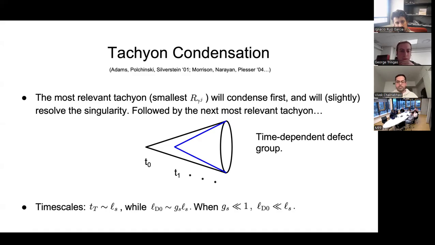Since it is a dynamical process, you might worry that we're not accurately capturing all the dynamical data. And to alleviate this concern, we should look at the timescales of the theory. So tachyon condensation is a stringy effect, and its characteristic length scale is given by Ls, whereas the characteristic length scale of the D0 brane is g_string times Ls. So in the weak coupling limit, when g_string is very small, the characteristic length scale of the D0 brane is actually much smaller than that of the tachyon. And so the D0 brane can be trusted to accurately probe all of these dynamical effects.